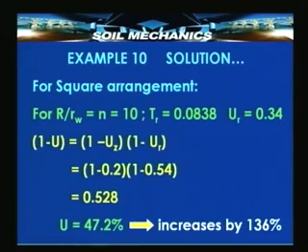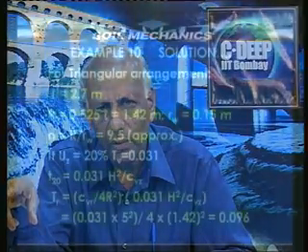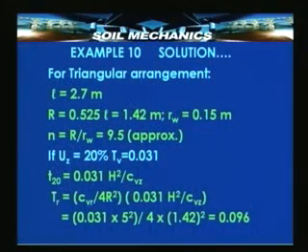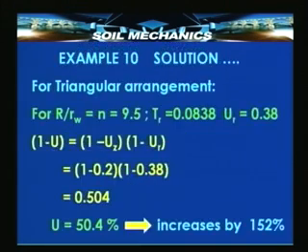Now let us consider the triangular arrangement in an identical manner, corresponding to L and capital R and small n. We can find out UZ and TV and small t20 and capital TR, that comes to be 0.096, and given this value of TR and the corresponding UR, we get capital U as 50.4%. That means over a UZ of 20%, now we have got an increase of 152% in the degree of consolidation.